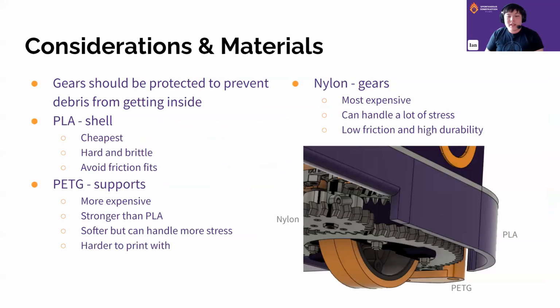Another thing to keep in mind is keeping your gears protected. When we were originally building our swerve drive, there was an instance where outside debris fell into the gears and actually broke one of them off. So to prevent that from happening, we added a shell around them to stop anything from getting inside.